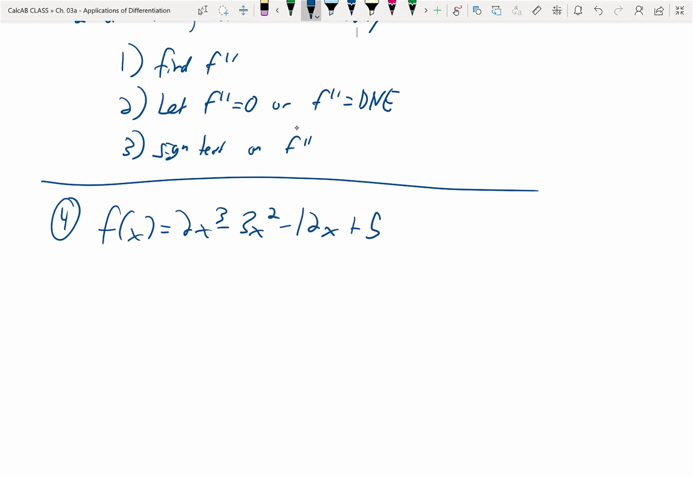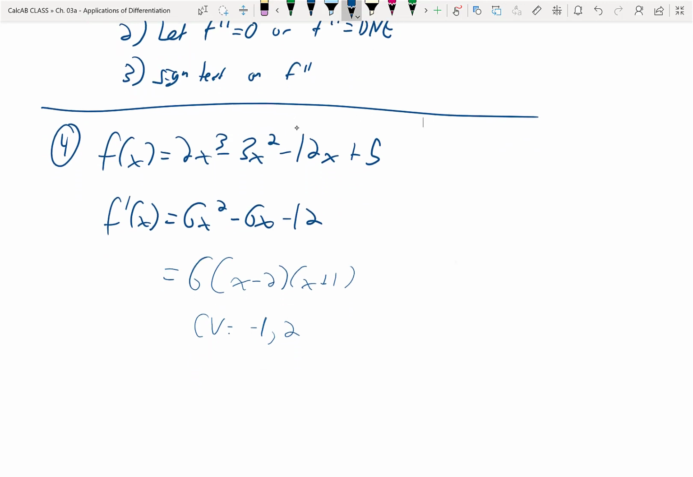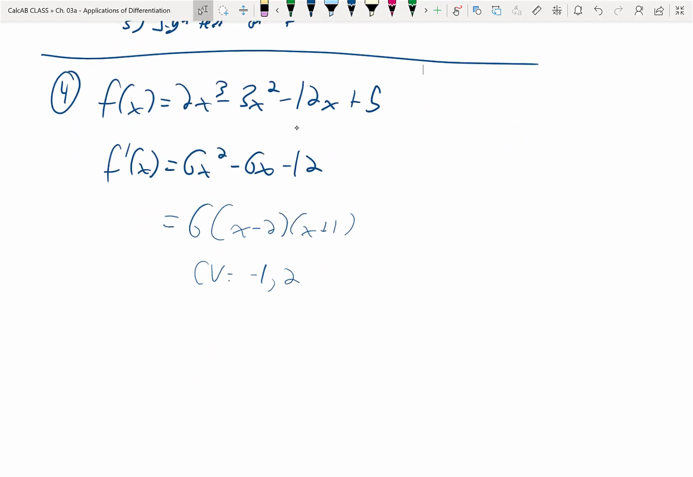Well, we need to find f prime of x. Now, I'm going to go a little bit above and beyond. Let's find f prime, and let's figure out some things about f prime. So here's f prime, and before I find the second derivative, I'm going to factor this. So I get 6, and I'm going to have an x minus 2 and an x plus 1. And I know that the critical values on f prime are -1 and 2. That's just a little aside, so I'm going to put that in parentheses.